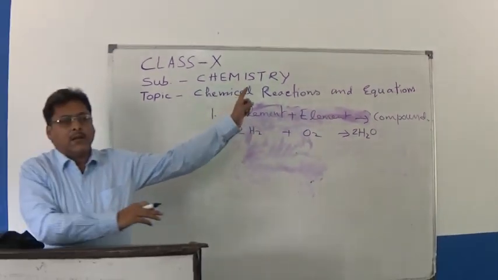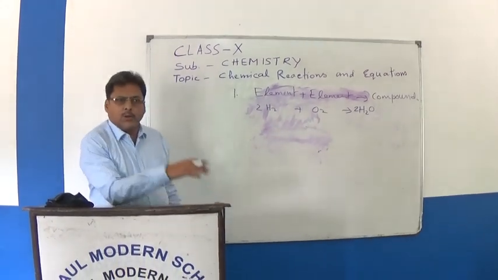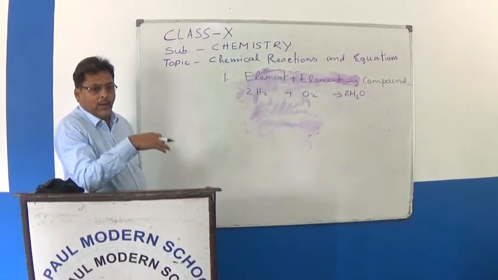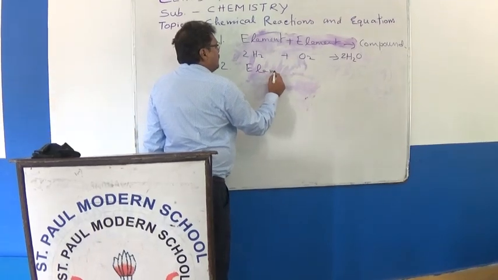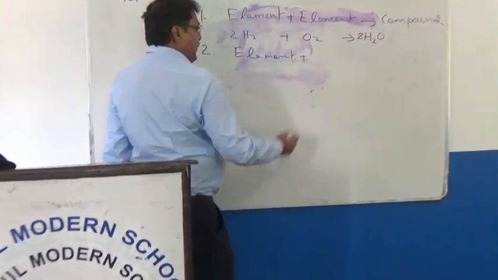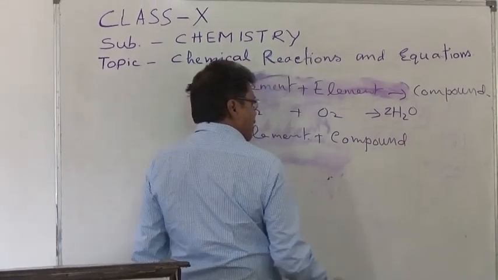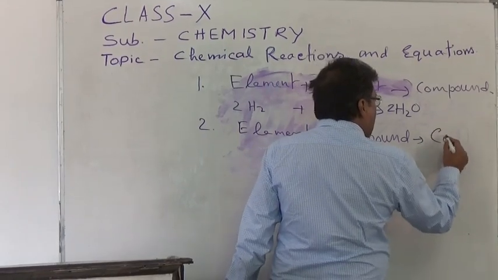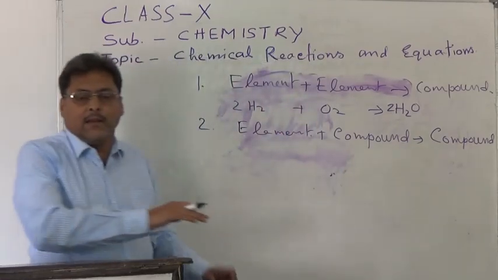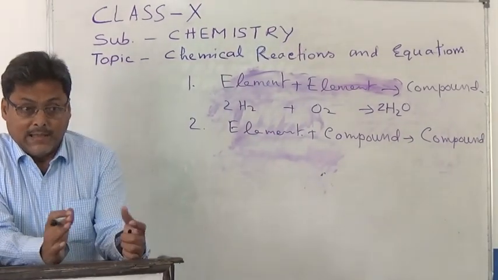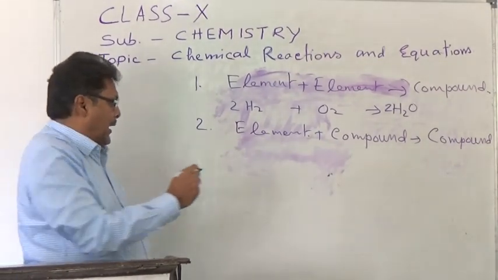An element combines with another element to produce a compound. So you can understand logically, we can also combine an element with a compound to form another compound. It is the second type of chemical reaction in their basic form. What is the example? We deal with this example a little later, but let me give the example here also.